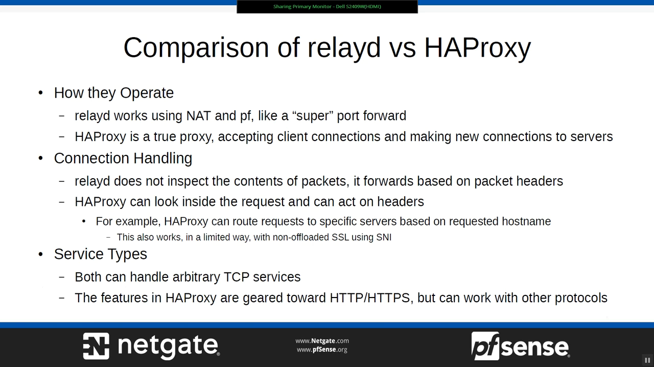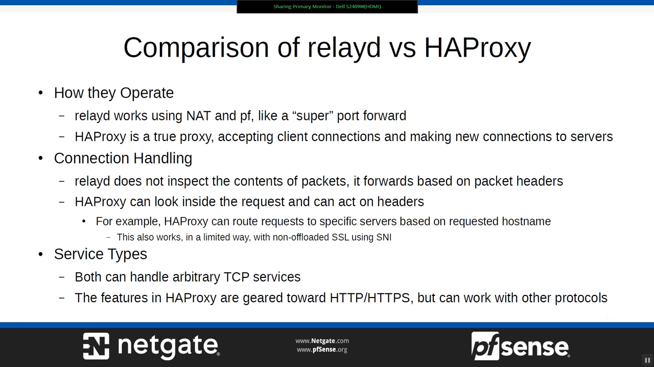Whereas with RelayD, it just sets up the NAT, and the client talks directly to the server. Server talks directly back to the client, and RelayD is only setting up NAT and states and such so that it will happen all in PF. As such, RelayD can't look at the contents of the packets.